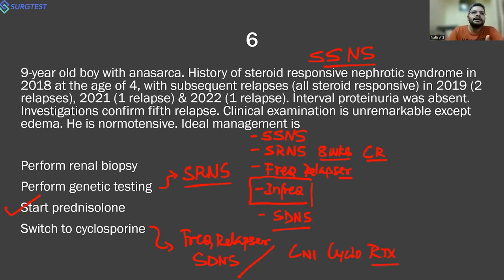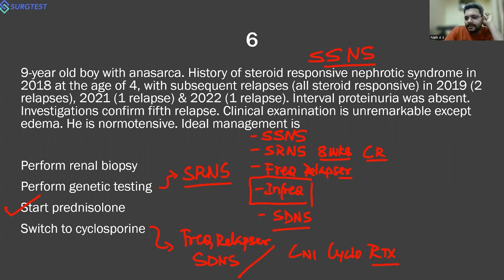If you're thinking of something else, some new thing has occurred, for example, he is having interval proteinuria, that's why I put that line of interval proteinuria, or if he's having any new extrarenal feature, any new abnormal lab parameter like reduced serum complements, ANA positivity, or something like that, then you would perform a renal biopsy. Okay, I hope you got it. So every relapse, again start steroid.